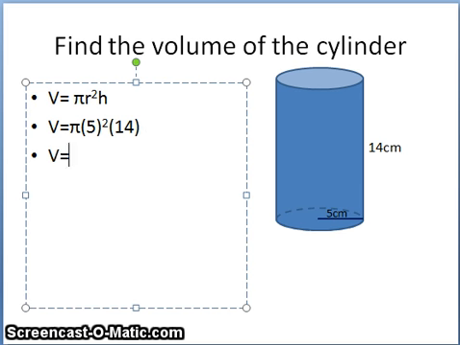So volume will be 3.14, we're going to use that for pi, times 25, 5 squared is 25, times 14. And at this point, I'm going to go ahead and use my calculator. I'm going to do 3.14 times 25 times 14, all that together, and I get 1,099. I'm going to double check to make sure I plugged everything in right, and yeah, that looks about right. We're good. I still need my units, so I put centimeters cubed because we are still doing a volume and all of our units were in centimeters.